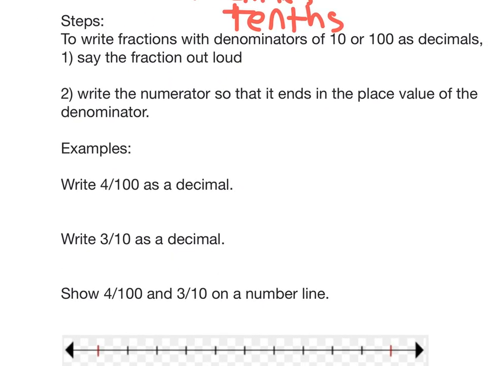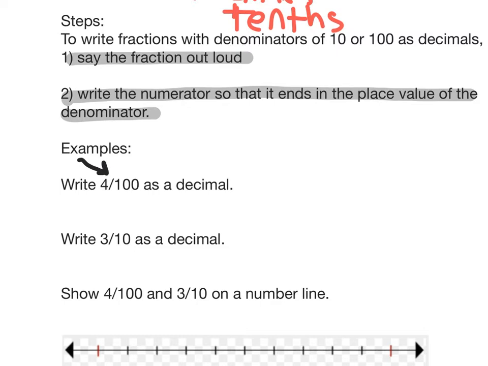To write fractions with denominators of 10 or 100 as decimals, step 1, say the fraction out loud. Step 2, write the numerator so that it ends in the place value of the denominator. None of that makes sense yet, but let's try it out. So, put these examples in your notes.